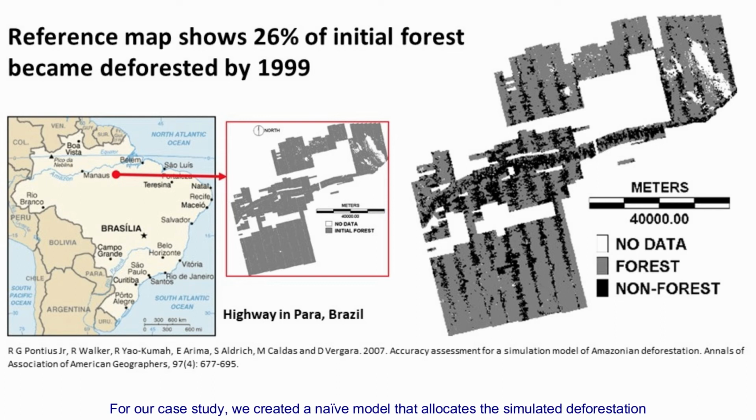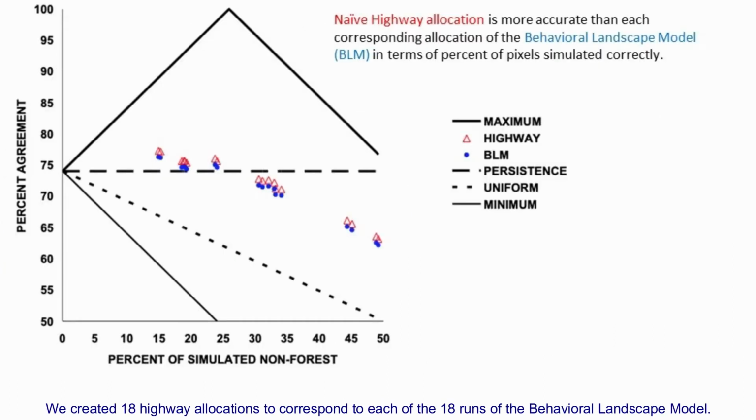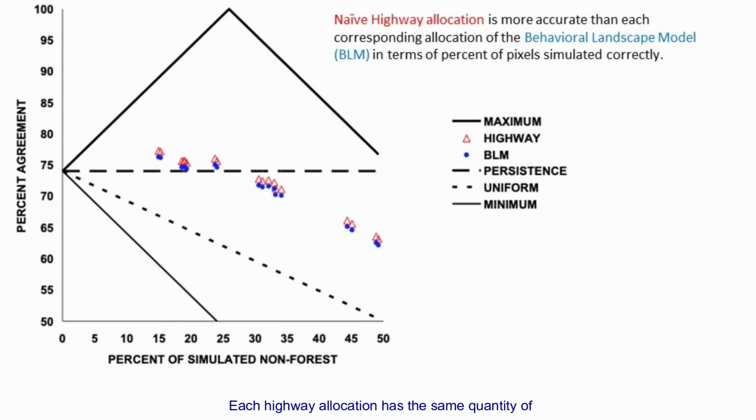For our case study, we created a naive model that allocates the simulated deforestation as close to the highway as possible, thus we call it the highway allocation. This reference map shows the highway through the middle of the spatial extent. We created 18 highway allocations to correspond to each of the 18 runs of the behavioral landscape model. Each highway allocation has the same quantity of simulated change as one of the runs of the behavioral landscape model.